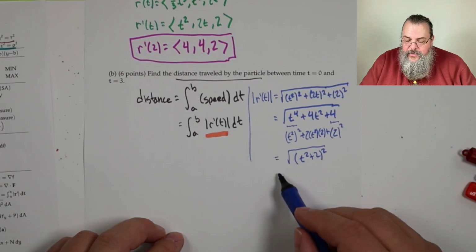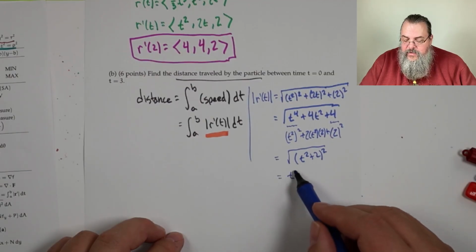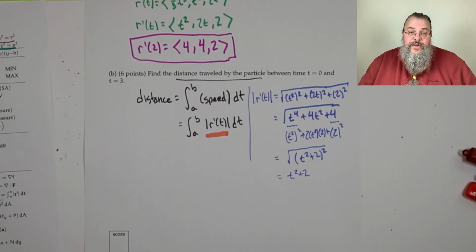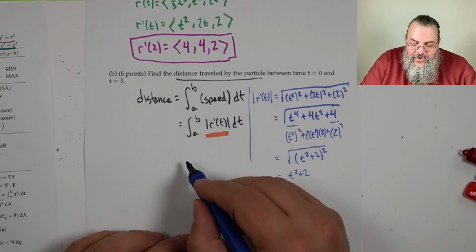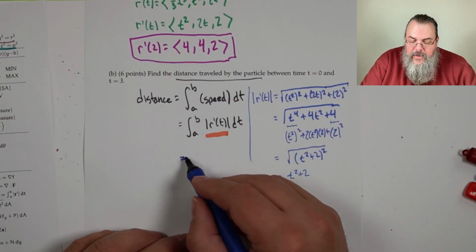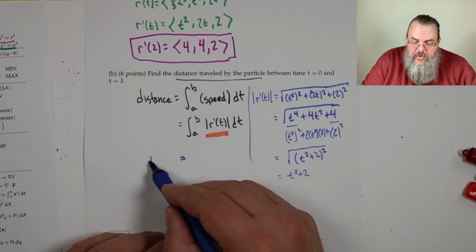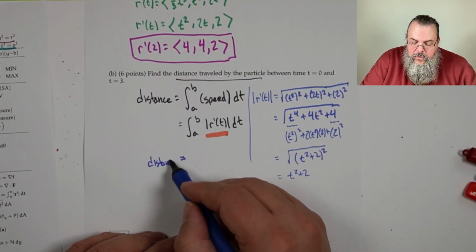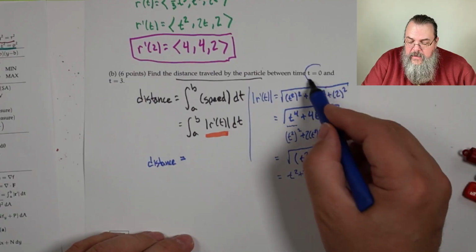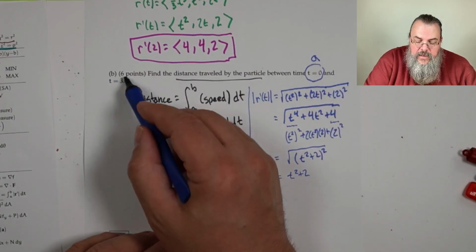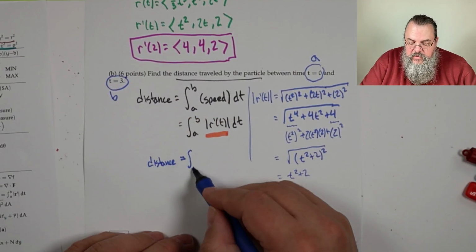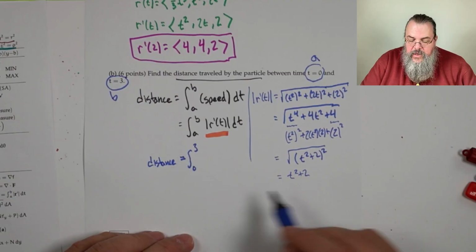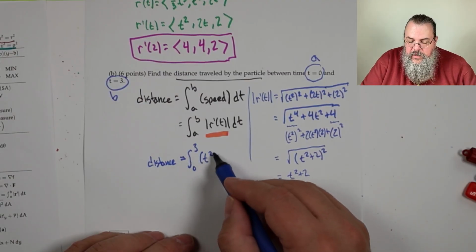And lo and behold, the square root of a square, assuming what's on the inside is positive, is just what's on the inside. And well, t squared plus 2 is certainly positive. So we're ready. For us, our distance, we have our a up here, 0, and our b, 3. So it's the integral from 0 to 3 of t squared plus 2.